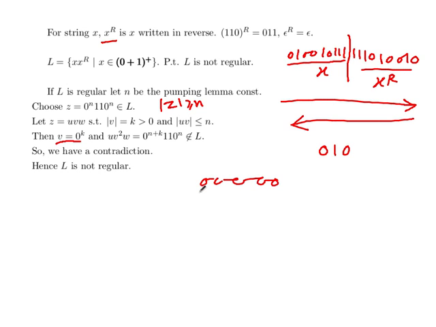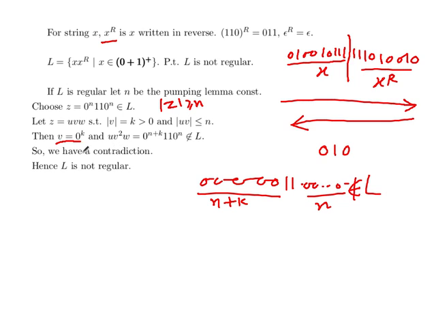So here you have some n plus k many, and then you have this 1 1. You should have that many zeros here, but here you only have n many. So this is obviously not in L.